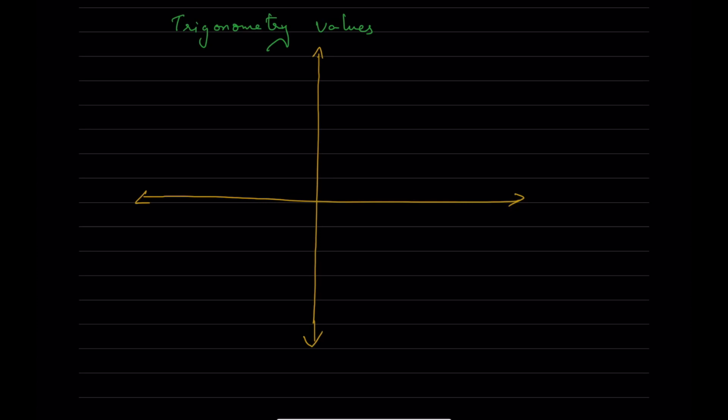Trigonometry values at different quadrants. So now you're having this x-axis, this is positive, this is negative, this is y positive and y negative. So now here this is 0 degrees, this is 90 degrees, this is 180 degrees and this is 270 degrees, and then you're having again 360, and so on.